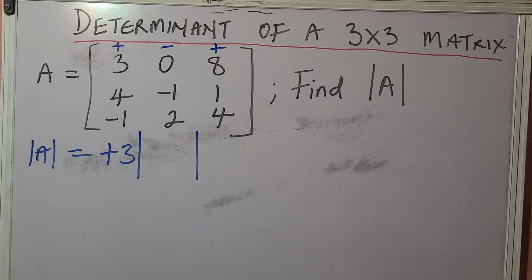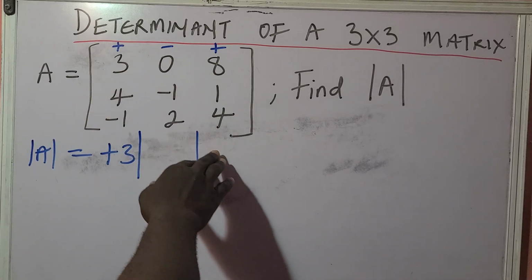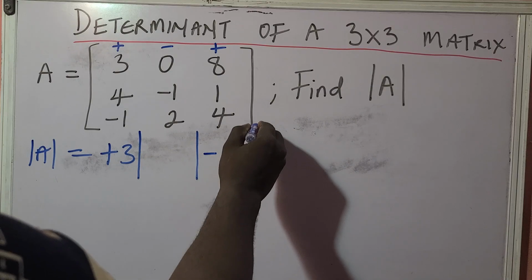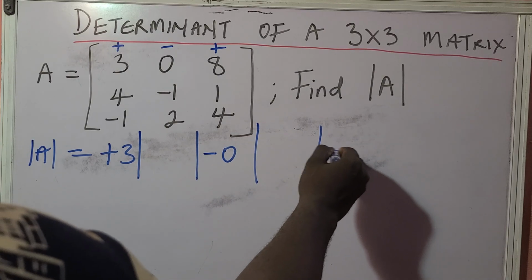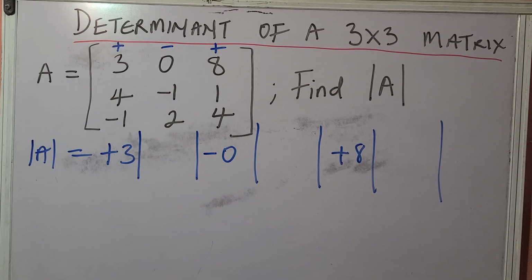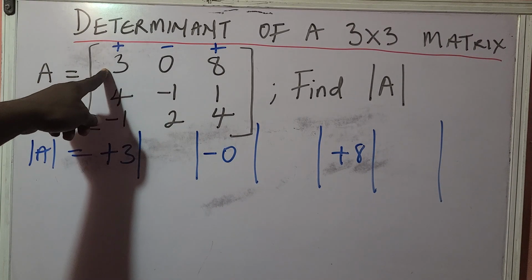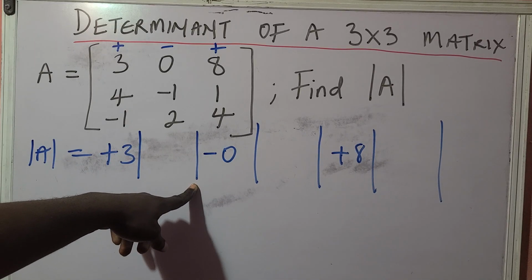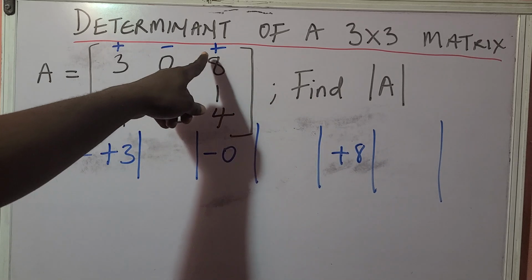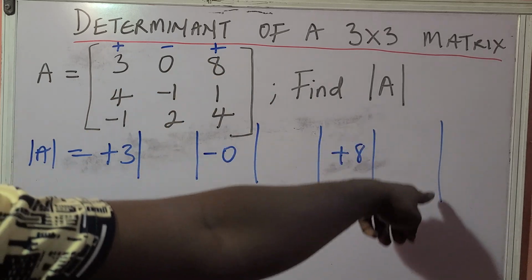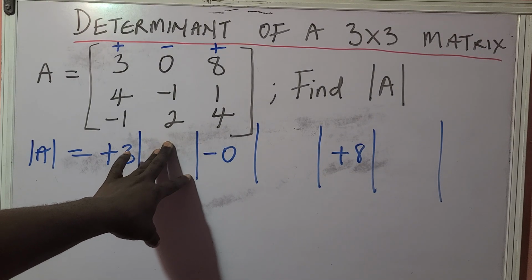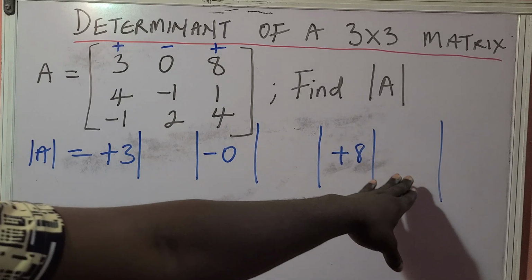So now I'm going to first of all put the plus and minus signs out. So we're going to have something like this. What I did basically is I wrote plus 3, then I opened up a determinant braces. I wrote minus 0, I opened up a determinant braces, then I wrote plus 8, then I opened up a determinant braces. Now these determinant braces, I'm going to be filling up with a 2 by 2 matrix. Same thing goes here and same thing goes here.